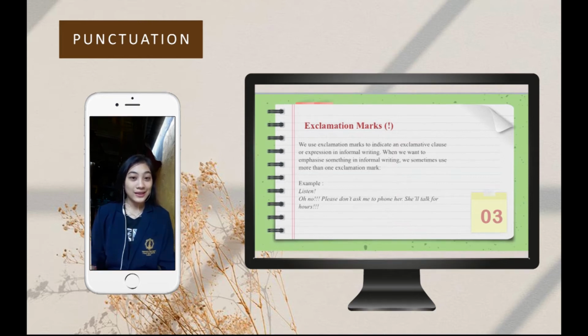Okay, in the next slide, the third submaterial is the exclamation mark. We use an exclamation mark to indicate an affirmative clause or expression in informal writing. We sometimes use more than one exclamation mark. For example, listen. We can put 3 exclamation marks in there.